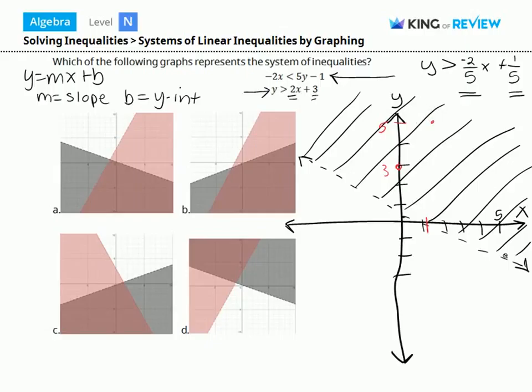And we have a greater than sign. So this means we're going to use a dotted line to connect our points. So we have our line here, and now we need to determine which side of the line to shade. Because we have a greater than sign, y is greater than, that means we're going to shade the top side of our line, like this.